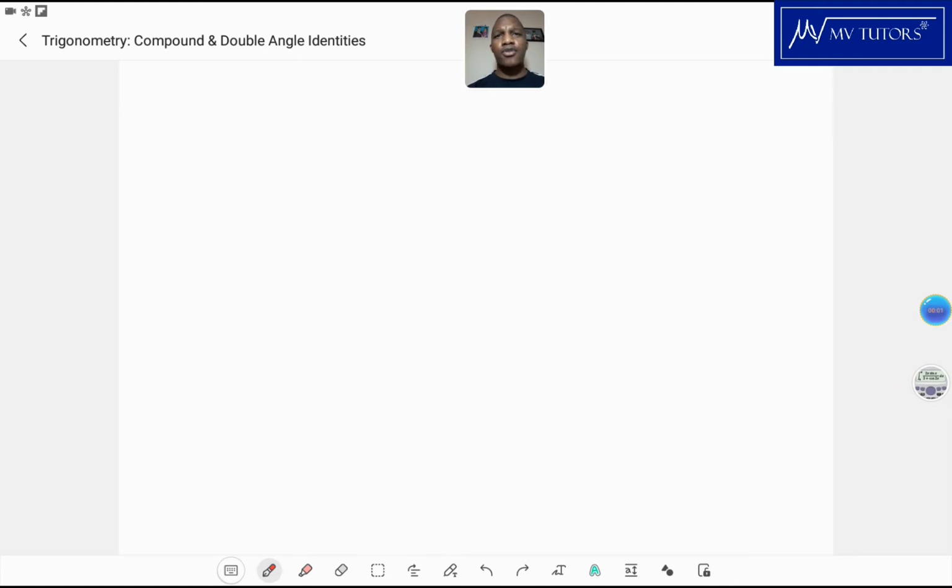Okay, so let's now talk about the addition from grade 12, which is compound angles, the identities. What you have to know here is what compound actually means. It means adding on top of another or under another one, because you can also subtract.